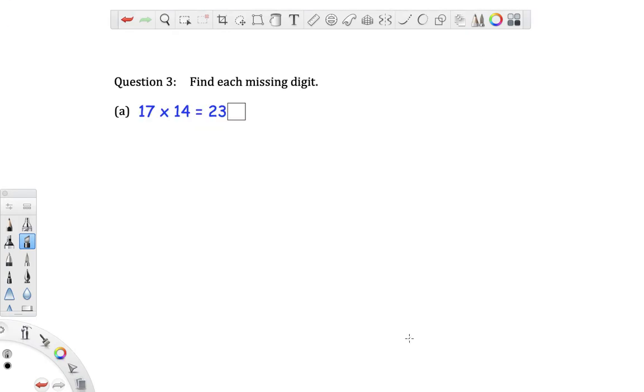So find the missing digit. 17 times 14. We don't need to do the whole thing because we're looking for the unit, which is handy. If we just check the unit, 4 times 7 is 28. We know we're going to get a 0 down here, so the missing digit is 8. So the answer is 238.